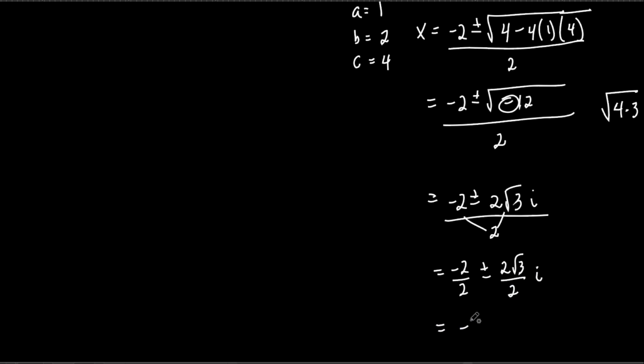Negative 2 over 2 is negative 1, plus or minus. This 2 and this 2 cancel out, so I'm left with the square root of 3i. So that's what x is equal to.